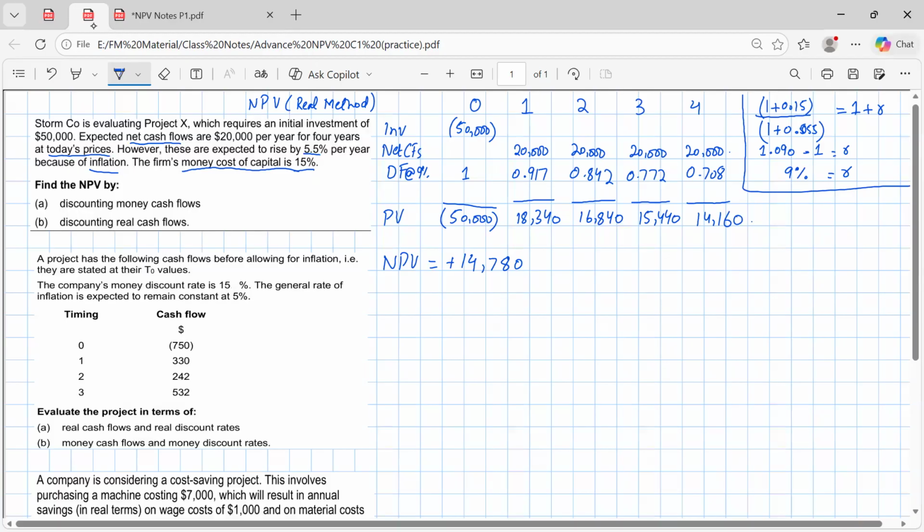Is the formula clear, how I calculated the real cost of capital using the money cost of capital and the inflation rate? Okay. Now the second requirement is to calculate the NPV using money cash flows. So let's do that.